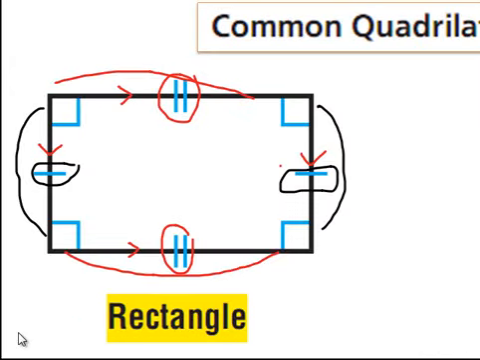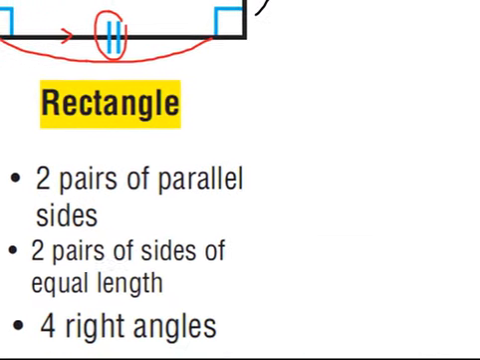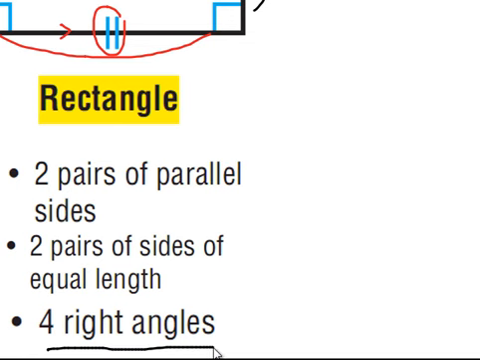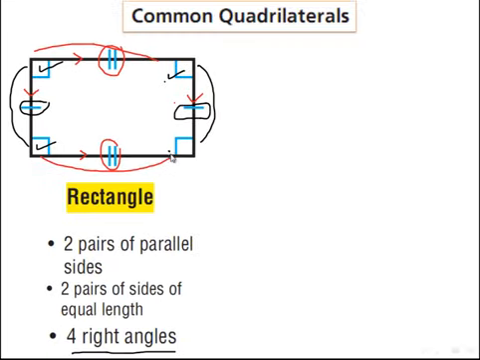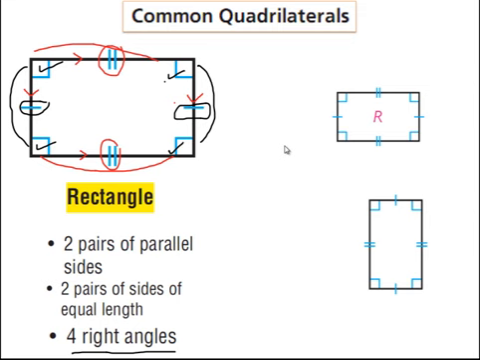Great. And the third one is four right angles. The third condition is that a rectangle has four right angles. I can see here a square corner, square corner, square corner, square corner. So there are four right angles as you see in this rectangle. And when you see this shape, you should tell me it's a rectangle.